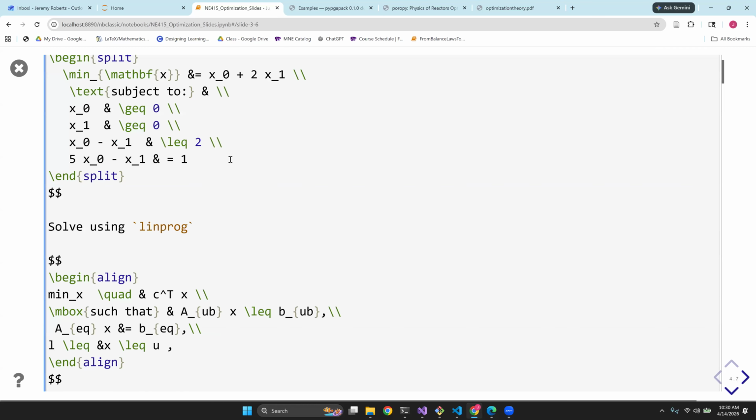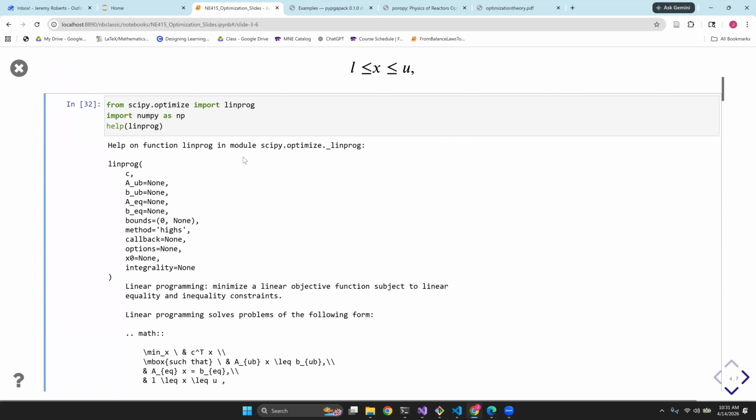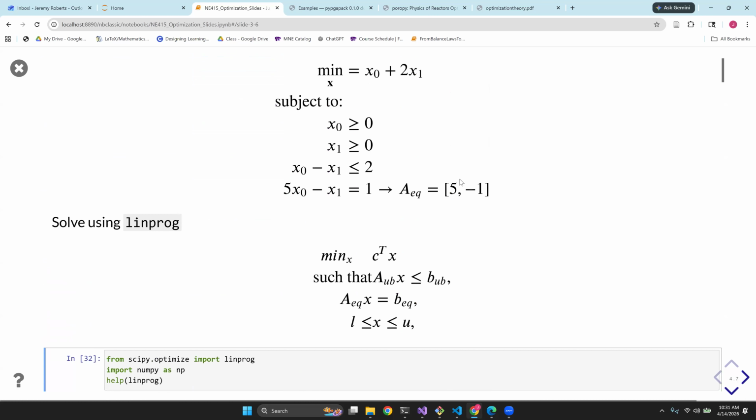So what I'll do here is the A sub eq is going to be equal to 5, comma, minus 1. So that A times the x vector, the two elements would give us that equality.